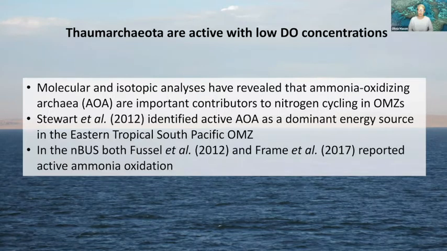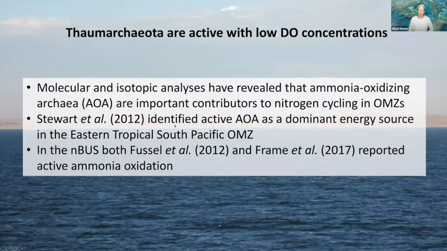All right, so we know that Thaumarchaeota are active at low dissolved oxygen concentrations. There's an accumulation of molecular and isotopic analyses that have revealed that ammonia oxidizing archaea, let's stop right there just for a second. I mentioned them in one of the first slides. These ammonia oxidizing archaea are abbreviated as AOA. So they are using ammonia and oxygen, and they're deriving their energy from that reaction to fix carbon dioxide. And they're really important contributors to the nitrogen cycle because they're using that ammonia, right?